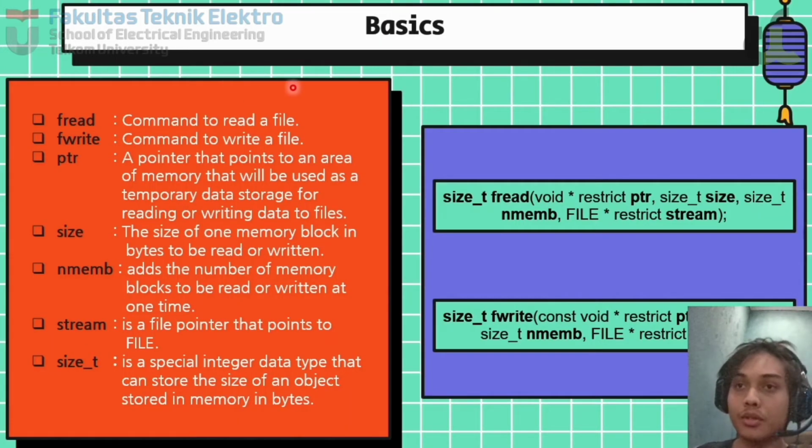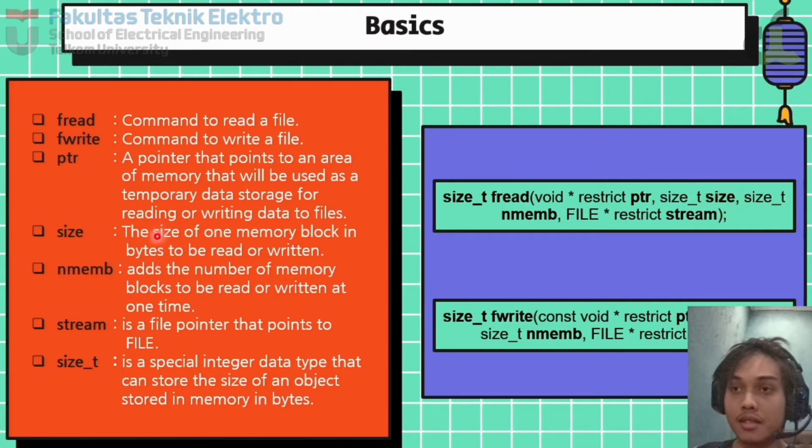Now there are two commands that we need to learn, which are fread and fwrite. Fread is the command to read a file. Here is the basic form of fread, which is the top one. Fread takes a restrict ptr, which is a pointer that points to an area of memory that will be used as temporary data storage for reading data or files. Next, there's a size.